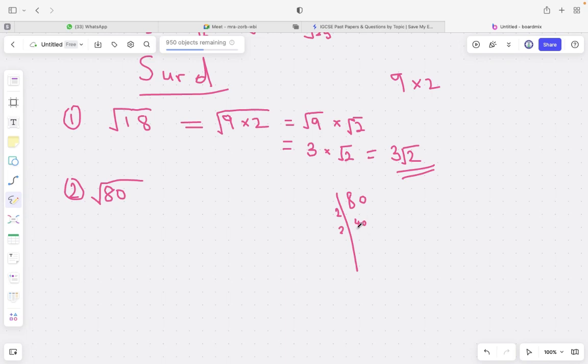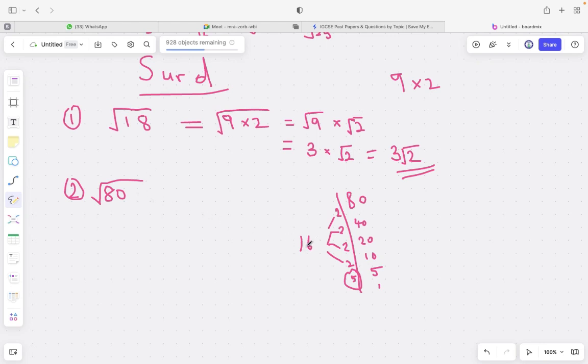What do I mean by that? 2 goes into 80, you get 40. 2 goes into 40, you get 20. 2 goes into 20, you get 10. 2 goes into 10, you get 5. 2 cannot go into 5. 5 goes into 5, you get 1. Now you see this becomes 16, because this is 2 times 2 times 2 times 2. That's 16. So 16 times 5 will give us 80.